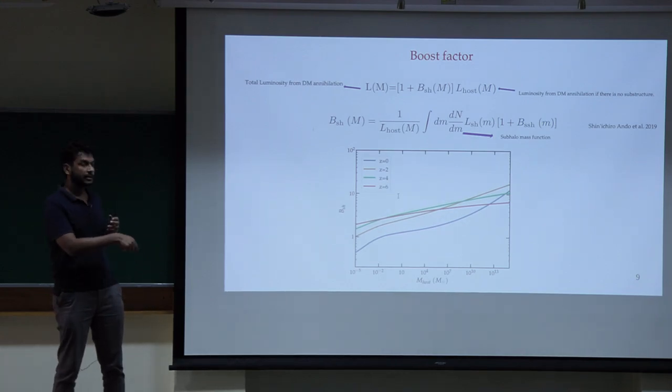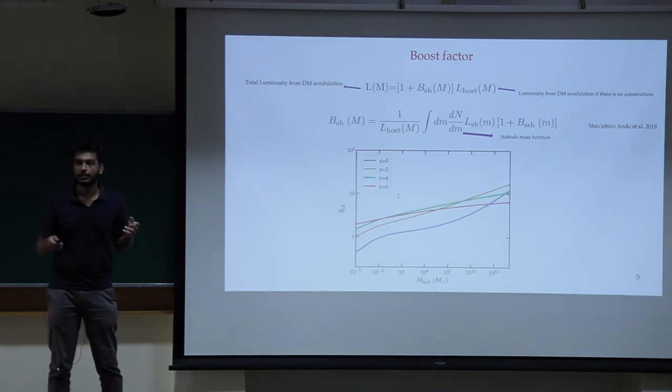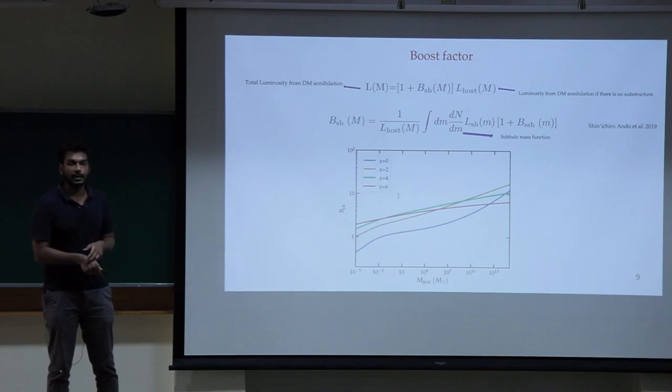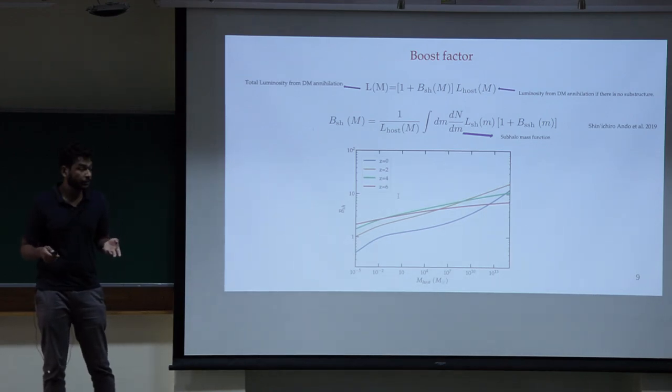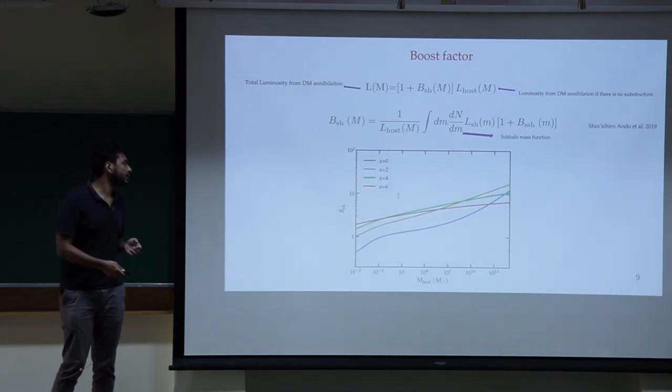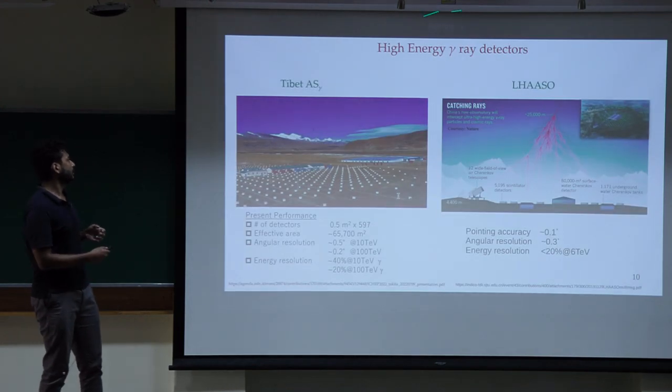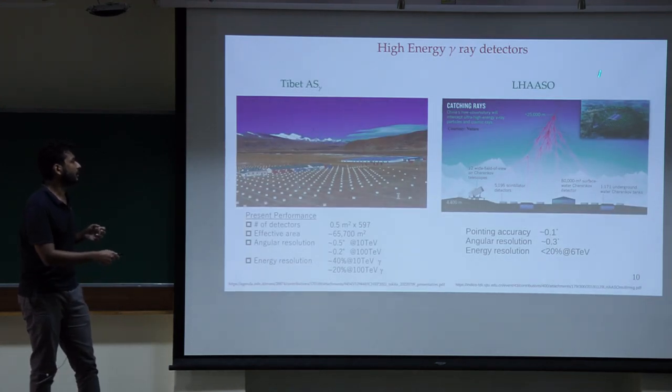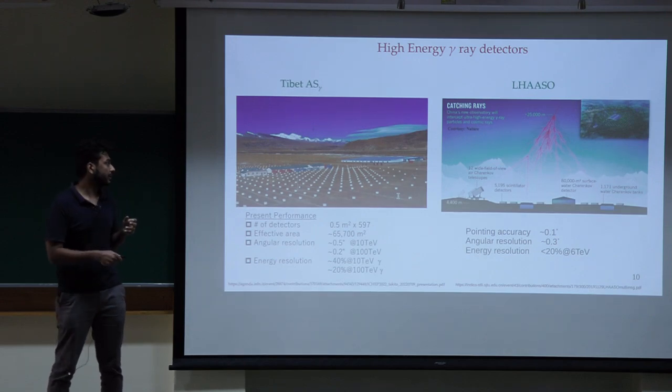So once we have calculated the flux of these gamma rays for both dark matter decay and annihilation, we can try to look for the observations. For observations, we use two different detectors. One is Tibet gamma, one is LHAASO. Both are extensive air shower detectors.